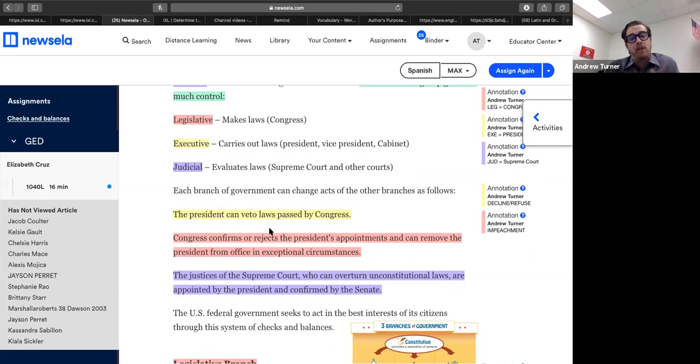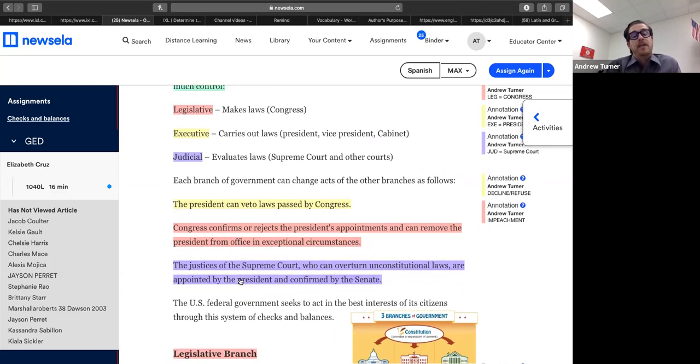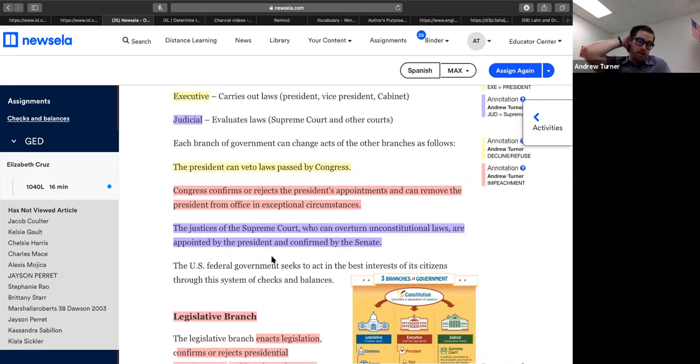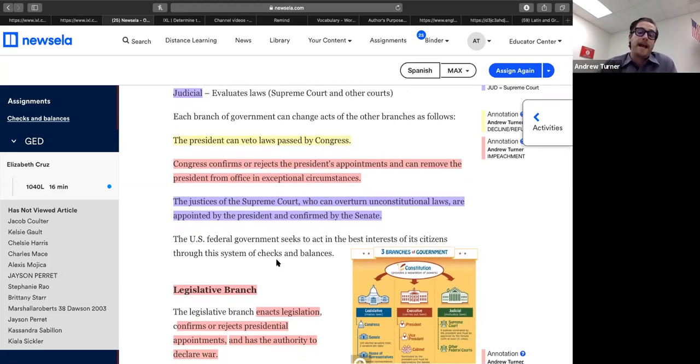So the president can veto laws that are passed by the Congress. Okay, so they make a law and the president can say yay or nay. The Congress confirms or rejects the president's appointments, okay, to the different parts of the executive, whoever's in charge, and they can remove a president, impeach a president from office in exceptional circumstances. And then the judicial, the justices of the Supreme Court who can overturn unconstitutional laws are appointed by the president and confirmed by the Senate, okay?